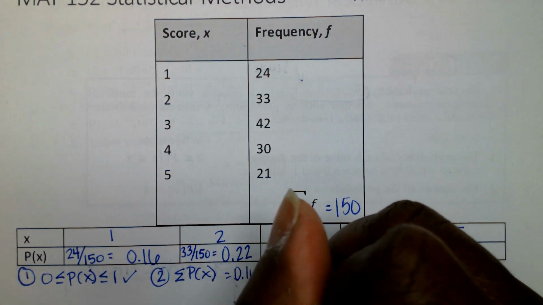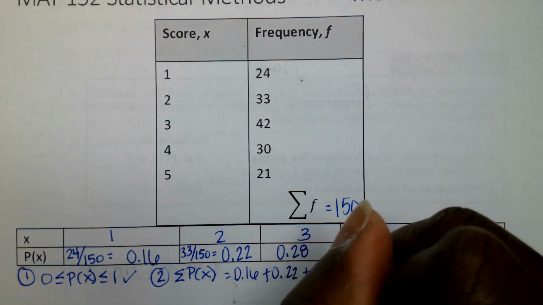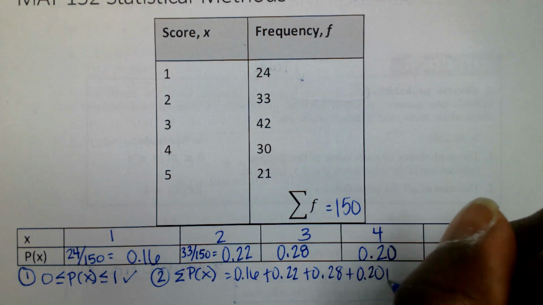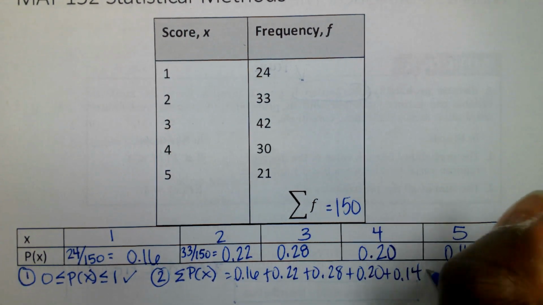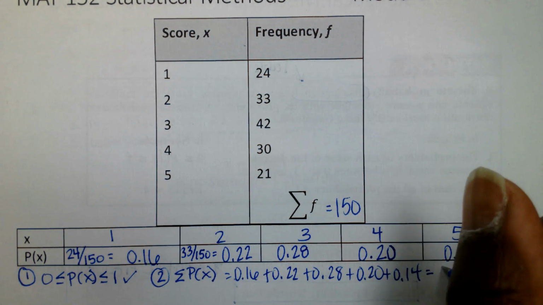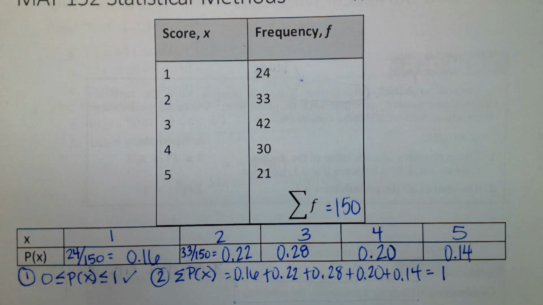And what are we looking for? What's that number we wanted to add to? We want all of these to equal 1. So take a minute, pause, add them all together. Yes, they all equal 1. So I know I did my discrete probability distribution correctly.